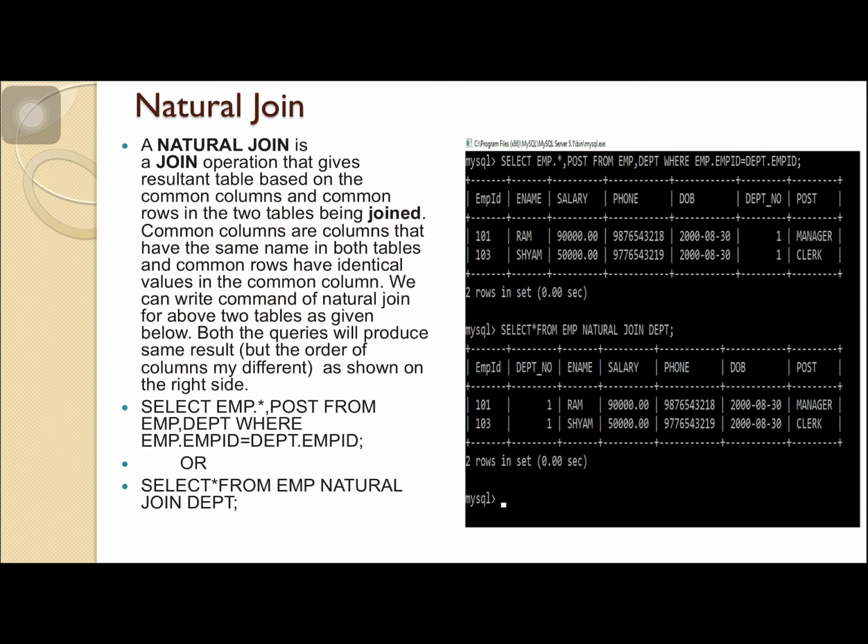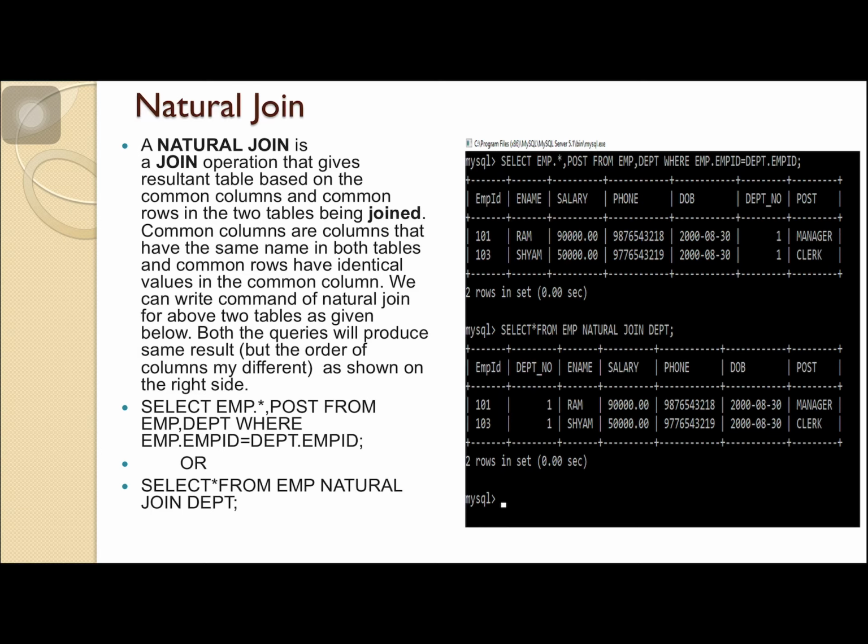Now natural join operation that gives the resultant table. I have already told you that natural join is the join operation that gives the resultant table based on the common columns and common rows in both the tables being joined. Common columns are the columns that have the same name in both the tables, and the common rows are identical values having the common column. We can write the command of natural join for the above two tables as given below. Both queries will produce the same result.